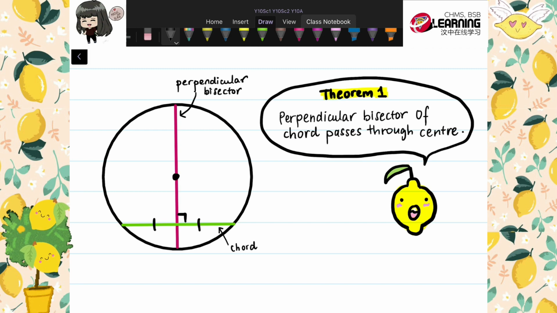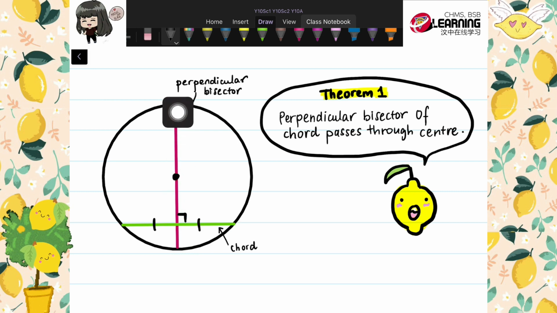Meaning to say that this line passing through this chord is called the perpendicular bisector, and it divides the chord into half. That's why it's called a bisector. Bisector means cut into half. Passes through center. So this line, when it passes through the center, it will be at 90 degrees and cut the chord into half.